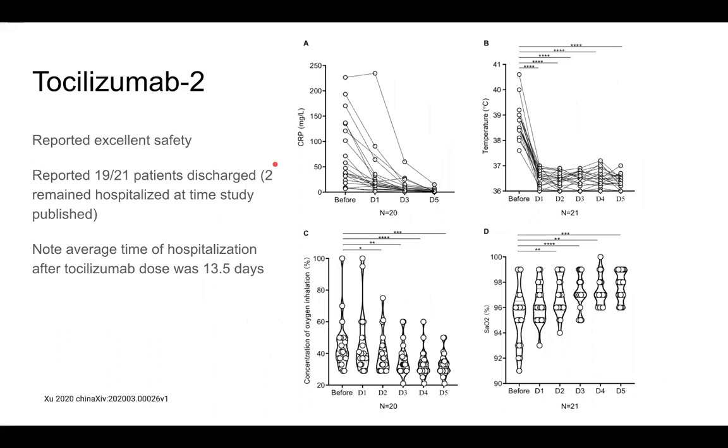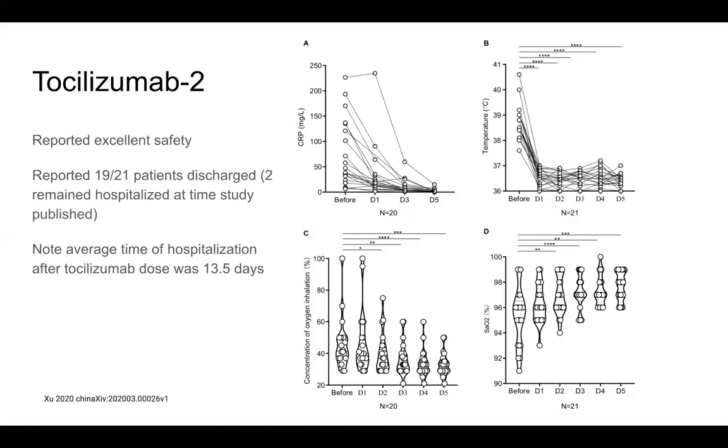So this slide shows the results of the report. Again, what they stress is that they felt it had an excellent safety profile. They note that 19 of the 21 patients in their series were discharged, and 2 remained in the hospital at the time the study was published. They do note that the average time of hospitalization after the tocilizumab dose was 13.5 days.